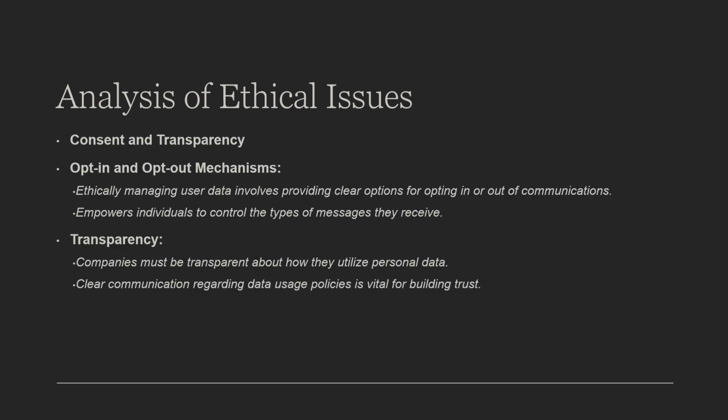And next, coming to the topic of consent and transparency, opt-in and opt-out mechanisms. Ethically, managing user data involves providing clear options for opting in or out of communications, which empowers individuals to control the types of messages they receive. Whereas coming to transparency, companies must be transparent about how they utilize personal data. Clear communication regarding data usage policies is vital for building trust.